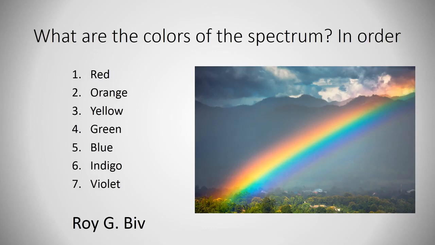Now, to remember the colors in the spectrum, some people write a name. It looks like a name, Roy G. Biv. It makes you remember the colors more easily, in order. Roy G. Biv: R, red; O, orange; Y, yellow; G, green; B, blue; I, indigo; and V, violet. In that way you can easily remember the order of the colors in the spectrum.